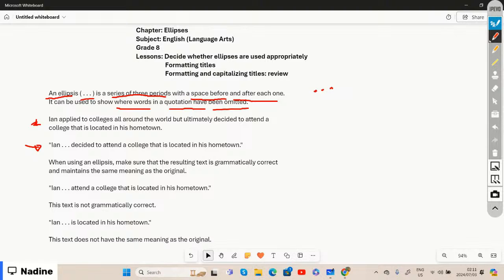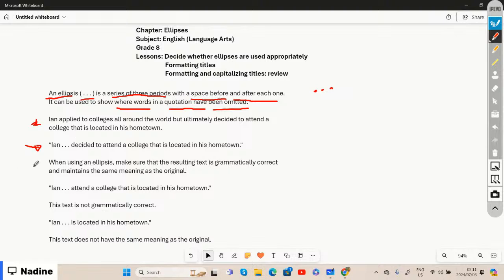So the words have been omitted. Instead of giving the full details, saying that he had applied to colleges all around the world, we can just leave that out and shorten it by saying he decided to attend a college that is located in his hometown, yet all the important details are there.